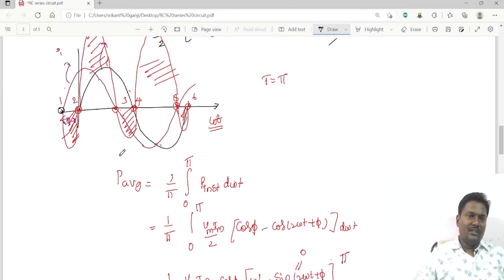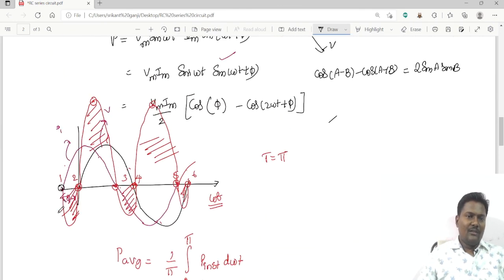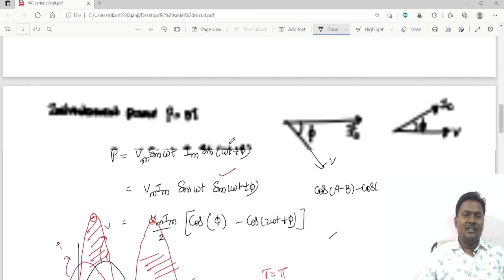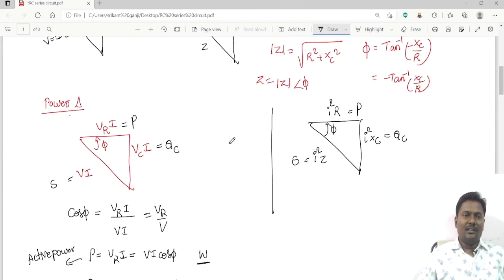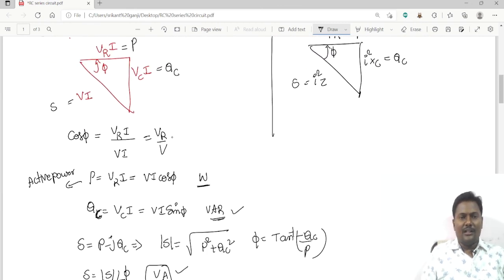If you observe, this waveform consists of a small negative portion and a large positive portion, which depends upon the phi value. And here you can define the power factor: it is the ratio of R by Z, and it is the ratio of active power to the apparent power.